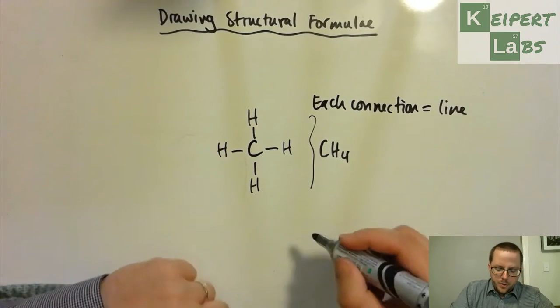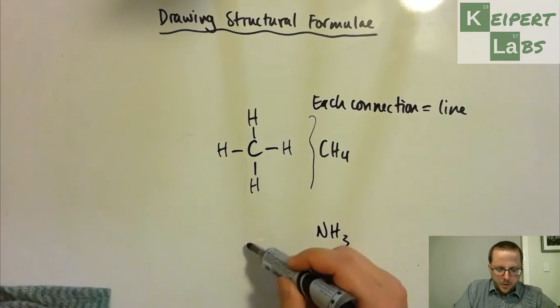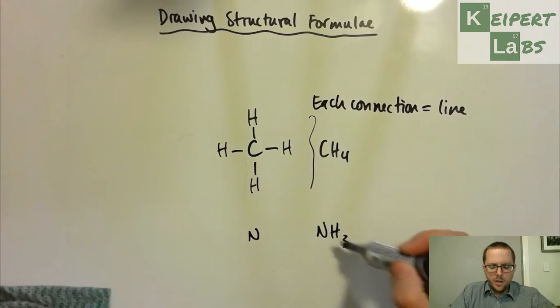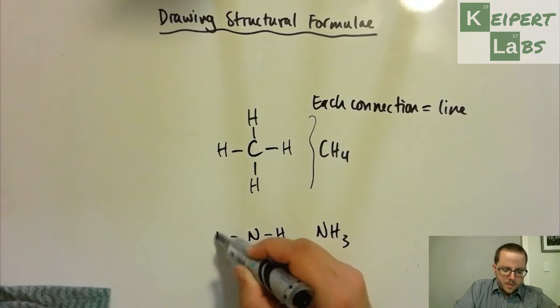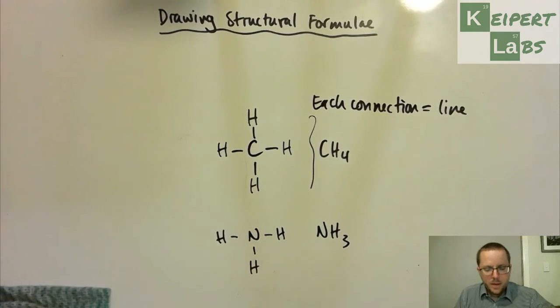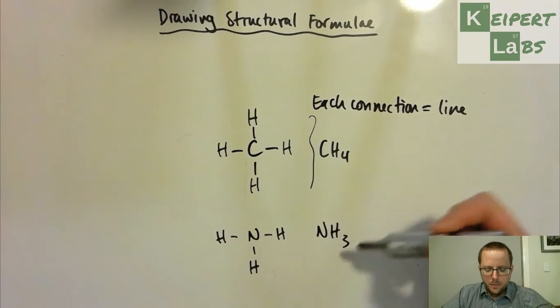Now I can do NH3. And so I can say, all right, I've got a nitrogen connected to 3 hydrogens. Now I'm just going to choose to do it like this. And so now I've got my 3 hydrogens connected. I've got 1 line to each one, and there we go.